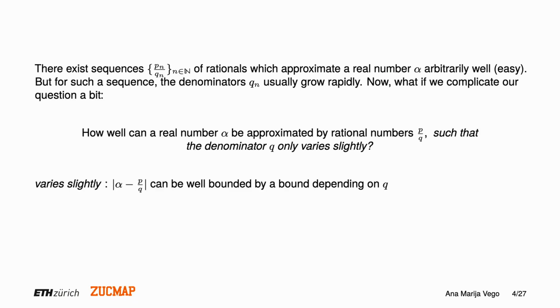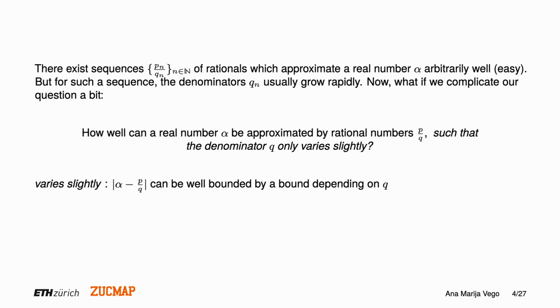But okay, in the end, how well can a real number be approximated by rationals? The answer is arbitrarily well. We can find sequences of rational numbers which approximate the real number as nicely as we want. But the problem with such a sequence is that these denominators, the qn's, like we have here pn over qn, often grow very rapidly. And we want a bound on how well this real number can be approximated, but such that we can also control how large the denominator grows.